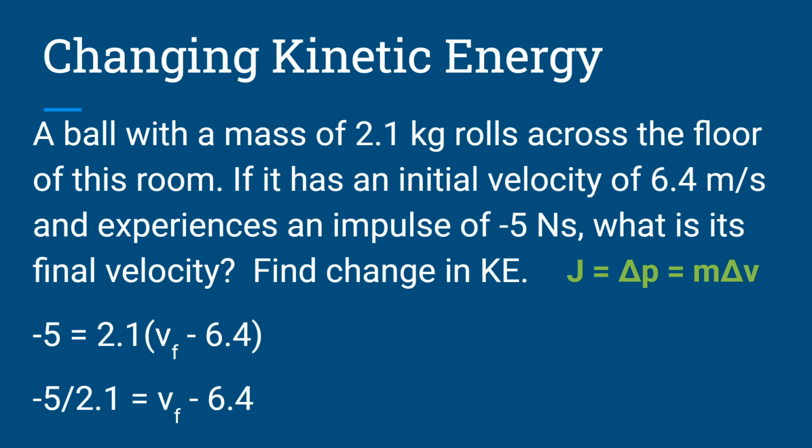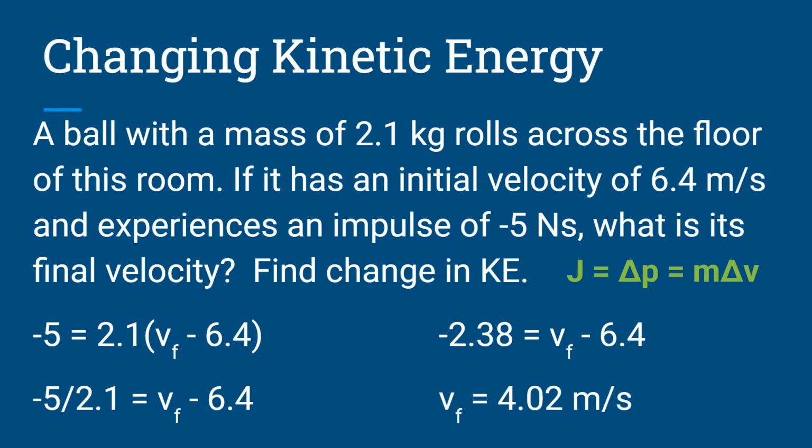-5 divided by 2.1 would be equal to VF minus 6.4, and when I divide that, it's -2.38. So now I have -2.38 equals VF minus 6.4. If I want VF by itself, I need to get the 6.4 out of there. Because it's being subtracted, I need to add 6.4 to both sides. And when I do that, I get this for my final velocity.